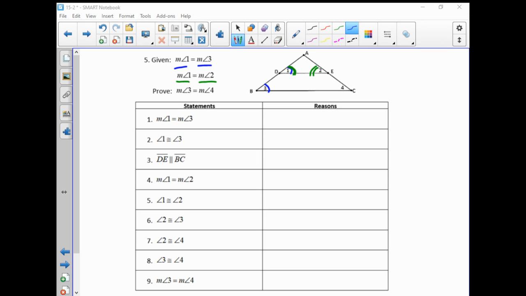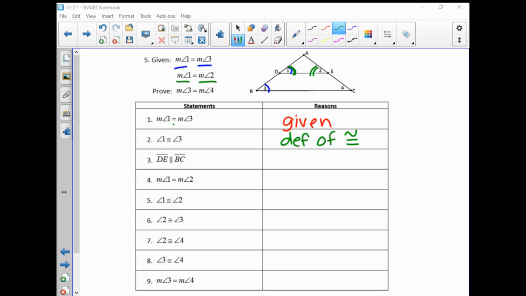So let's look really quickly at this one. The measure of 1 is equal to the measure of 3. Measure of angle 1 right here is equal to the measure of 3. That is our given. Okay, why would 1 be congruent to angle 3? And yes, it's so hard to teach with you guys not here to answer my questions. But remember, if measures are equal, angles are congruent. That's our definition of congruence right there. Those angles are congruent since their measures are equal.